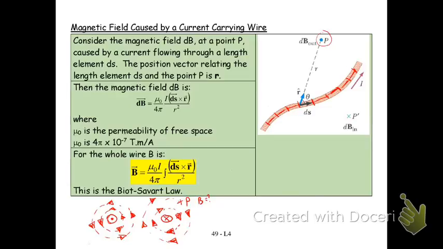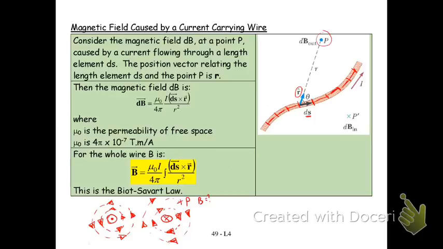Well, all right, so we have a ds. That's our little bit of length, and we have an r hat. That's a unit vector pointing from our little wire bit of interest in the direction of the point of interest. There's an angle between those two. There's a distance between the point of interest and our little wire segment.